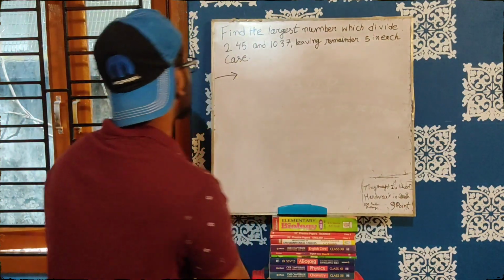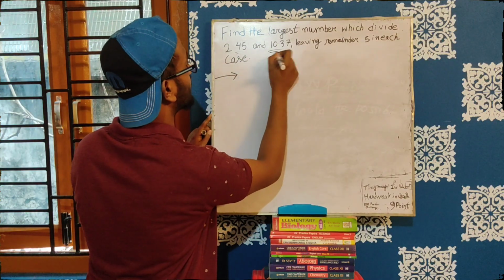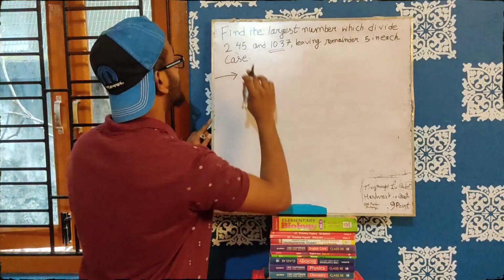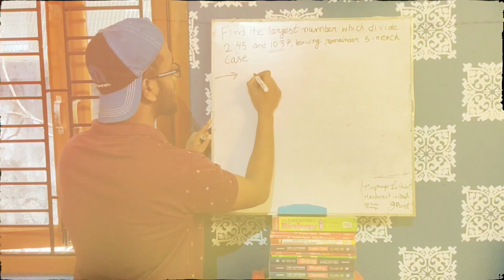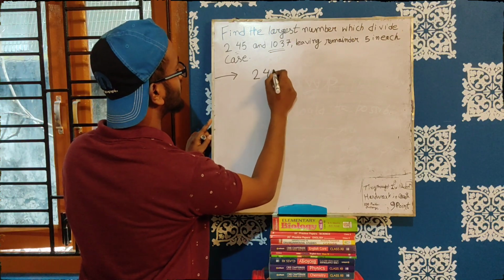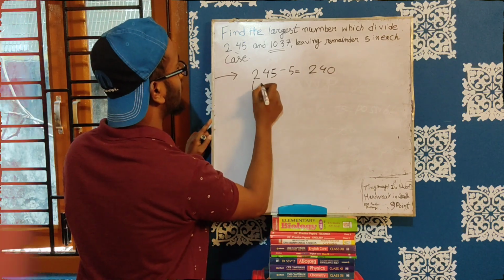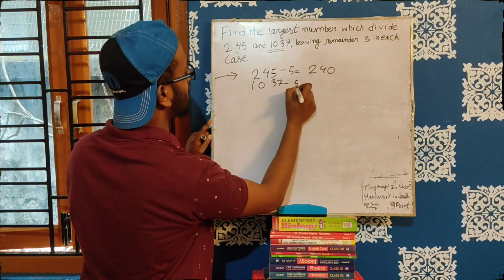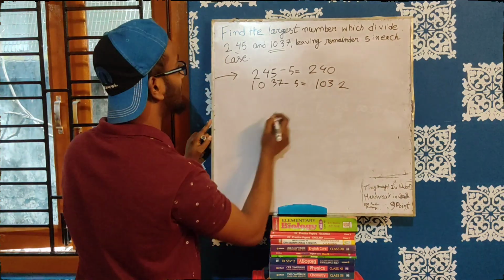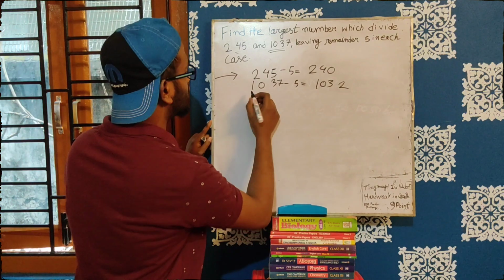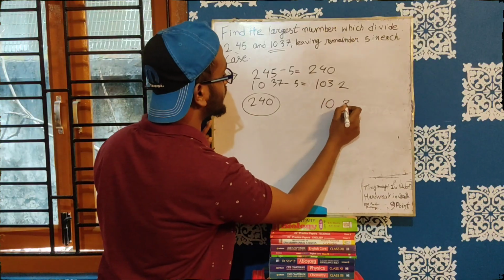Now, find the largest number which divides 245 and 1037. I guess the board is visible. So 245 and 1037, leaving remainder 5 in each case. That means 245 minus 5, that is 240, and 1037 minus 5, that is 1032. So my numbers are 240 and 1032.